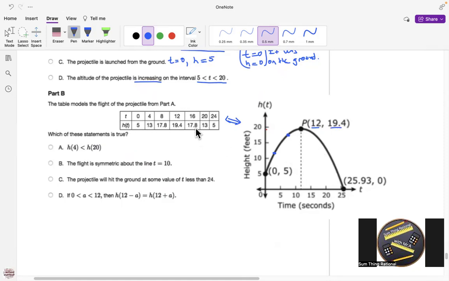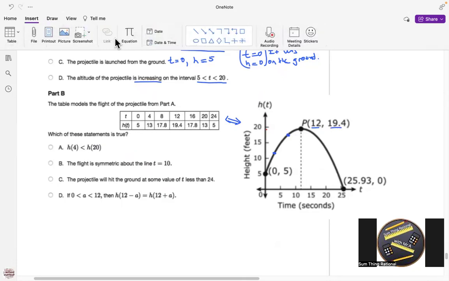Then at 16, it is 17.8 again. That makes sense. Why? Because 12 is the axis of symmetry. As you see here, I can insert an axis of symmetry line here.